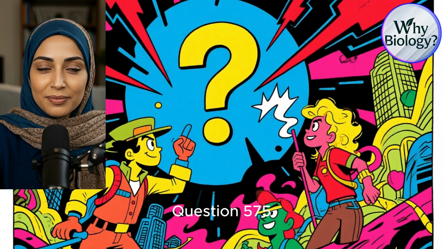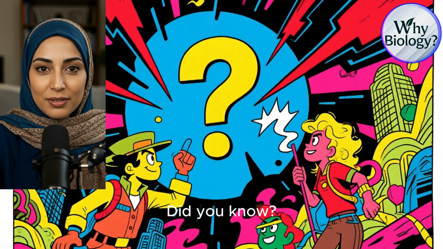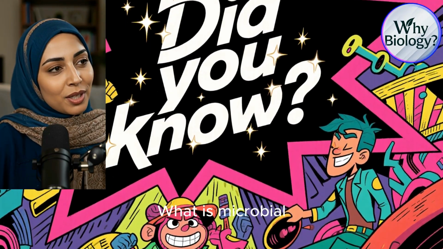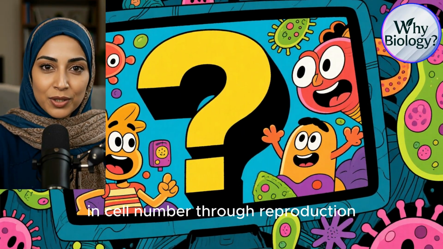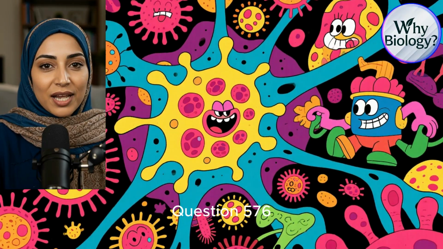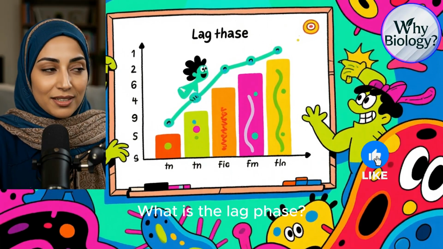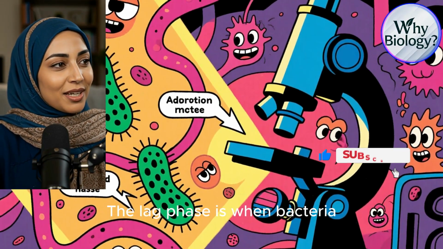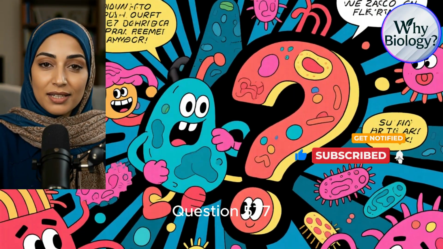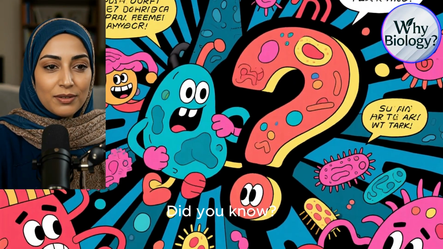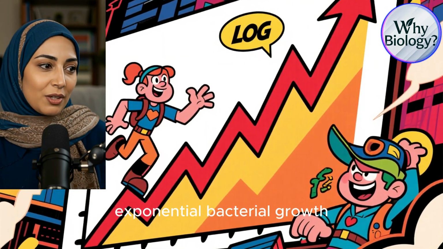Question 575. Did you know? What is microbial growth? Microbial growth is an increase in cell number through reproduction. Question 576. Did you know? What is the lag phase? The lag phase is when bacteria adapt to new conditions without significant growth. Question 577. Did you know? What is the log phase? The log phase is rapid exponential bacterial growth.